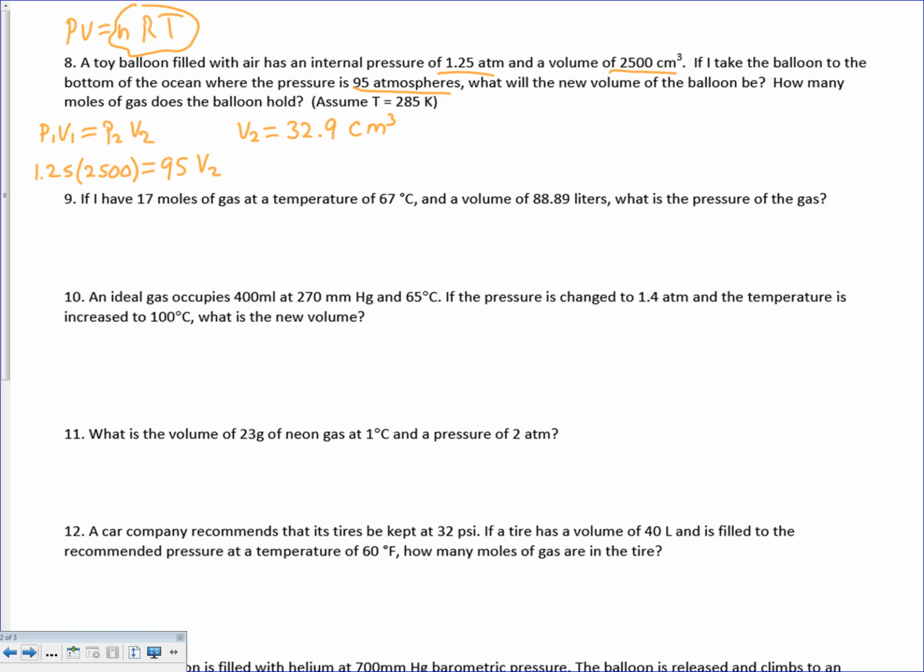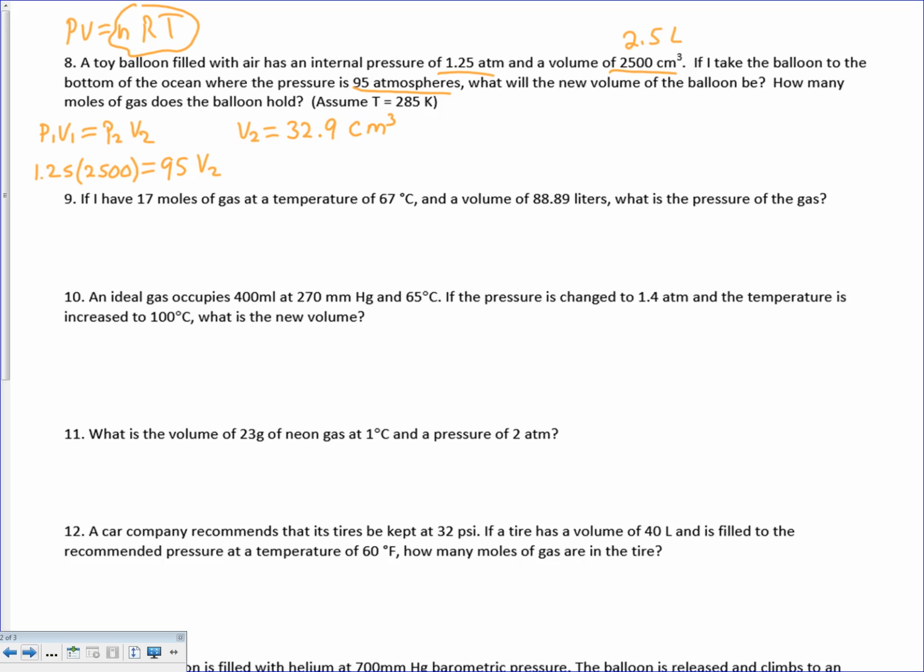But since we are putting it into PV equals nRT, we need units to be correct now. So we're going to convert this from 2,500 centimeters cubed to 2.5 liters because there's 1,000 centimeters cubed in 1 liter. That conversion factor is on the top of the first page of this. So you'll be given all of those on the tests and things like that.